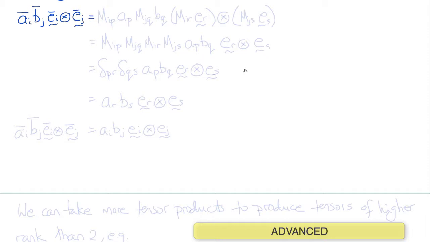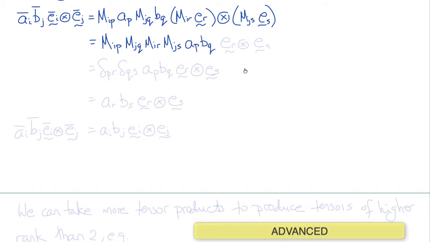So therefore a_i bar b_j bar, e_i bar dyadic e_j bar is m_ip a_p m_jq b_q, converting the components, and now converting the base vectors, m_ir e_r dyadic m_js e_s. And now collecting all the m's, we get m_ip m_jq m_ir m_js a_p b_q e_r dyadic e_s.